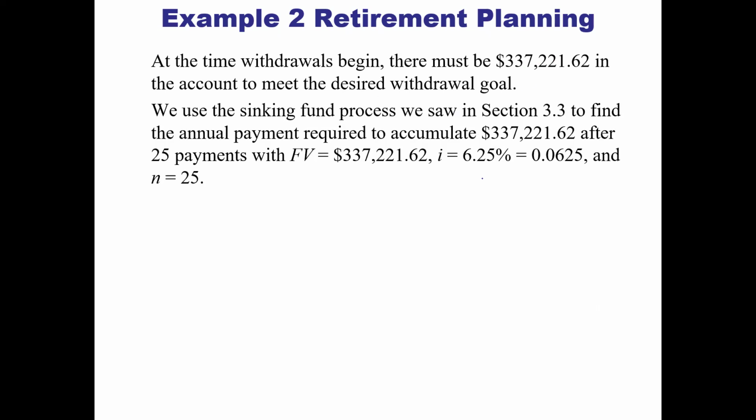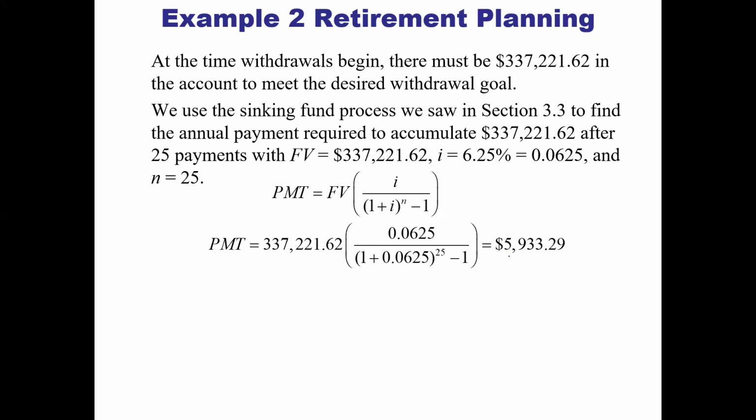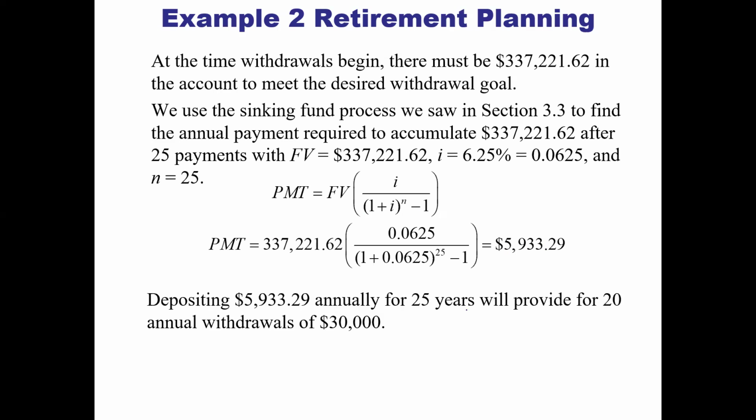So now we need to find the sinking fund, which is what we looked at in section 3.3, to find the annual payment required to accumulate that much after the 25 payments, with that future value and given the interest rate. The payment is future value times i over (1 plus i) to the n minus 1. Plugging all that in, we end up with a payment of $5,933.29. Now, we're going to make that for 25 years.